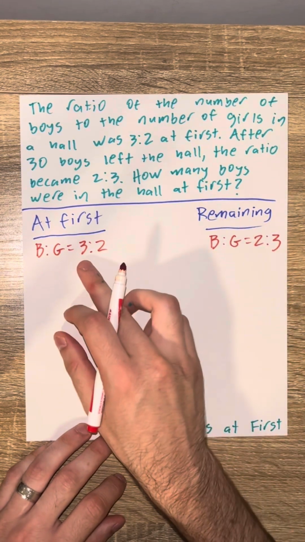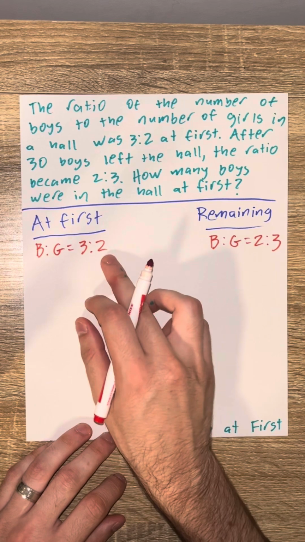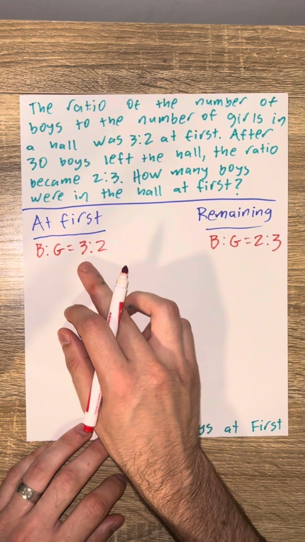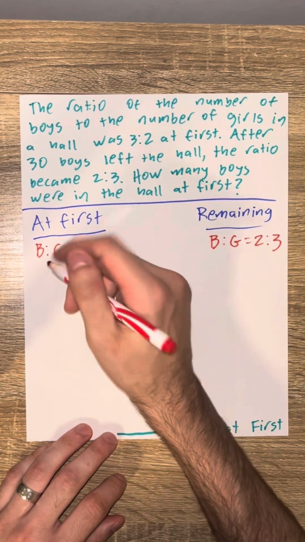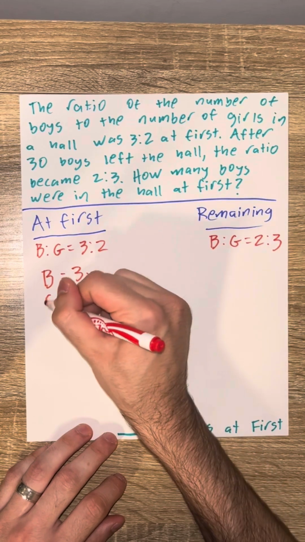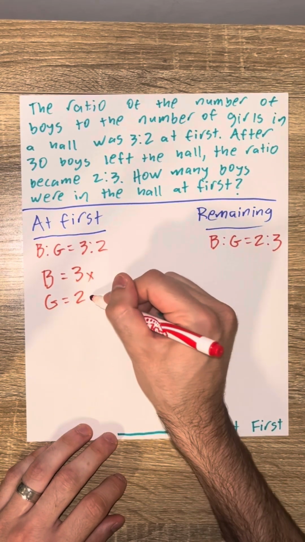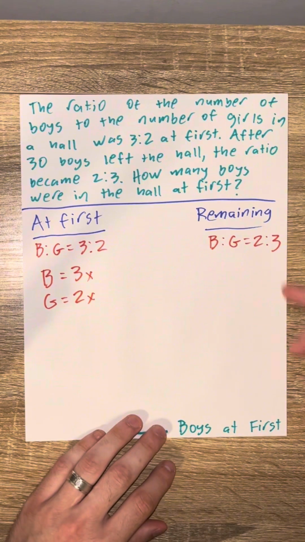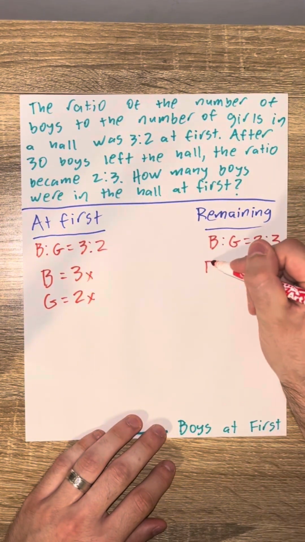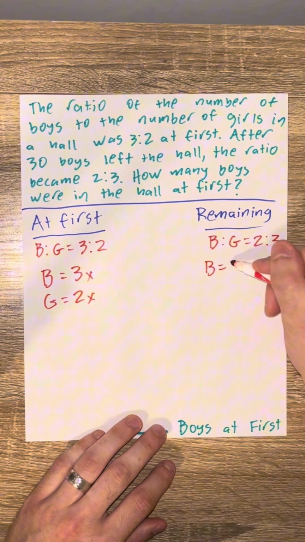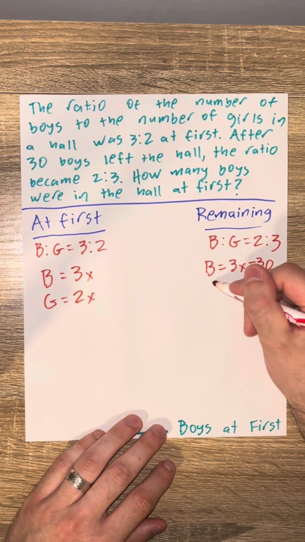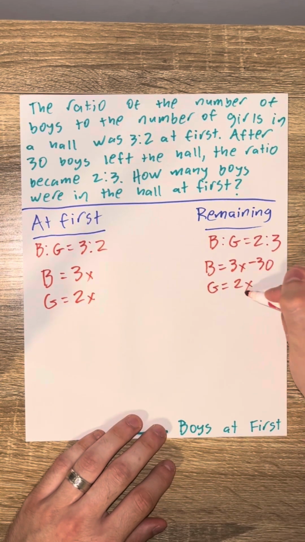But essentially, whatever we multiply one of these numbers by, we have to multiply the other number by the same exact thing. And since we don't know what that number is just yet, we can use a variable x. So the number of boys at first was equal to 3 times x, and the number of girls at first was equal to 2 times x. Now, the number of boys remaining, since 30 boys left the hall, is going to be equal to that original number, 3 times x minus 30. And the number of girls stays the exact same, so g is equal to 2 times x.